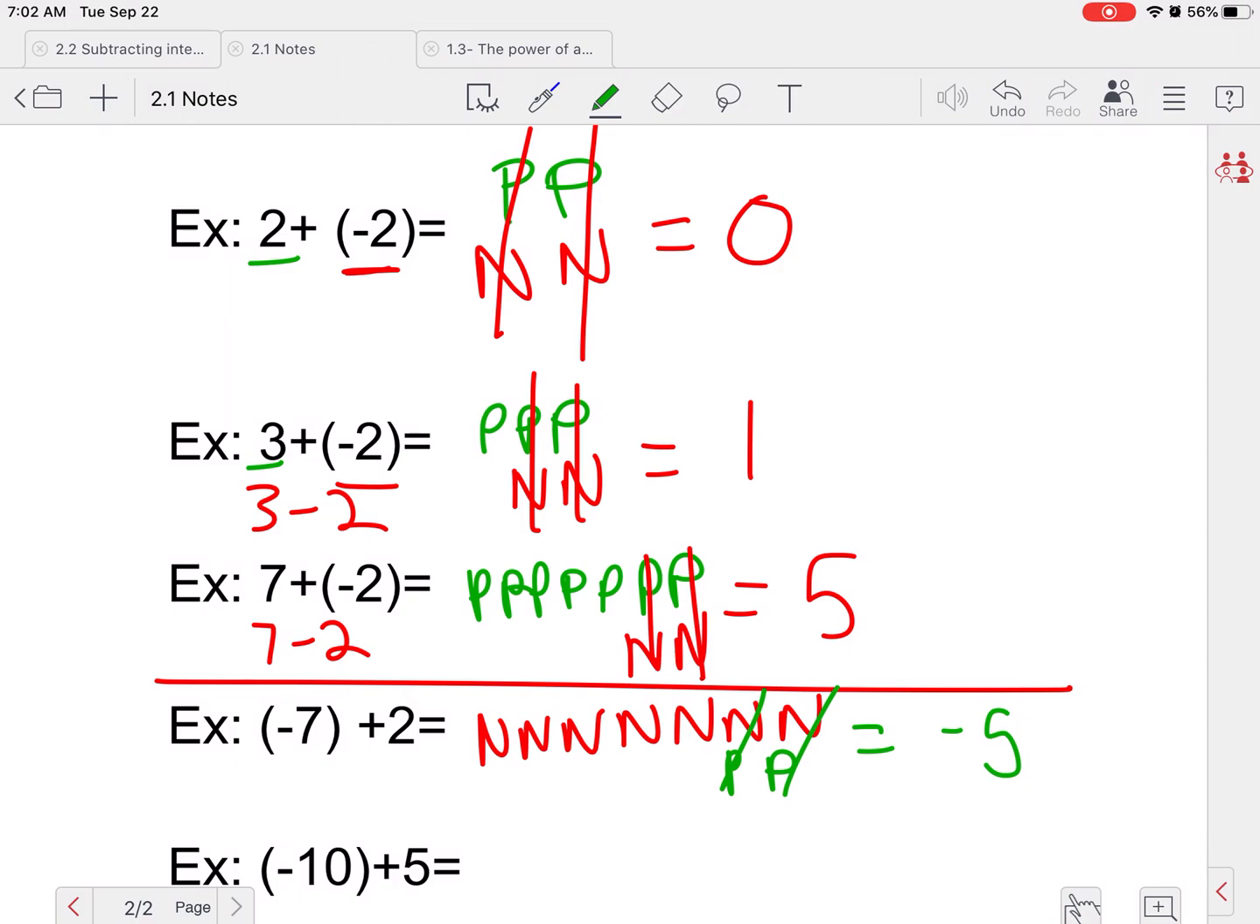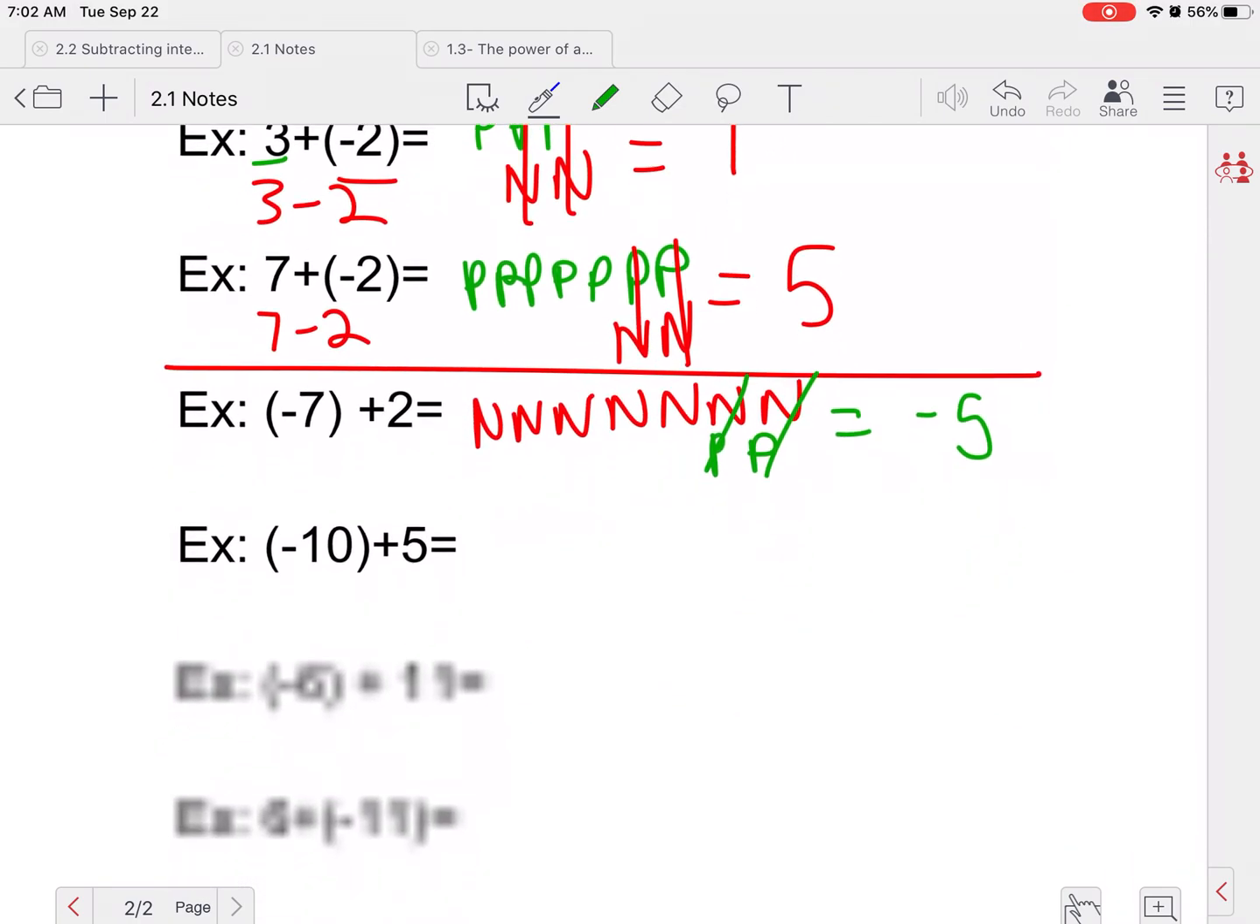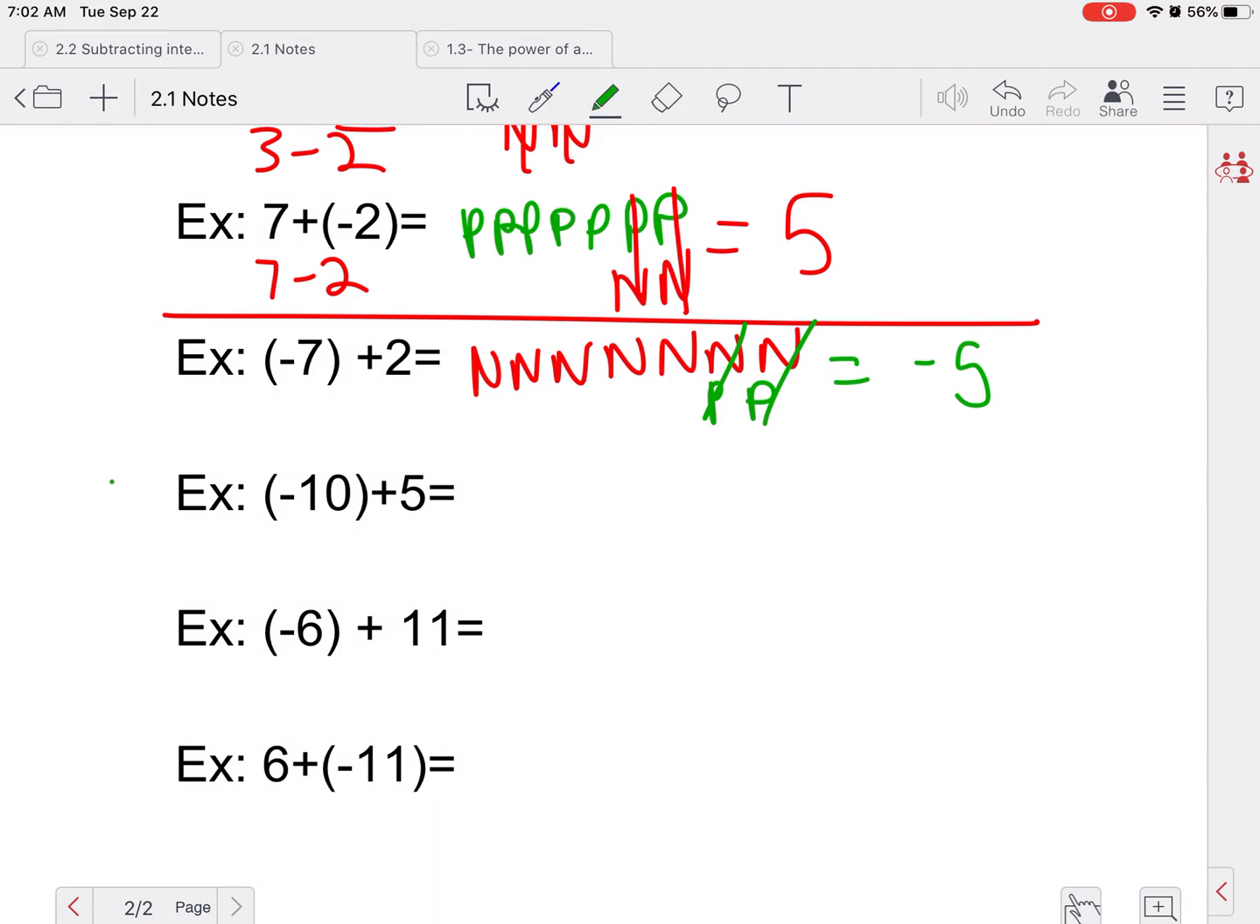So when we're adding with different signs, you're always going to take the sign of the bigger number. If we look here, between 7 and 2, 7 is bigger and 7 was positive, so my answer was positive. Here, 7 is bigger versus 2 if we ignore the signs. 7 is negative, so therefore my answer was negative. But again, if we think of this in terms of spending money, that's going to help a lot. Go ahead and try this one.